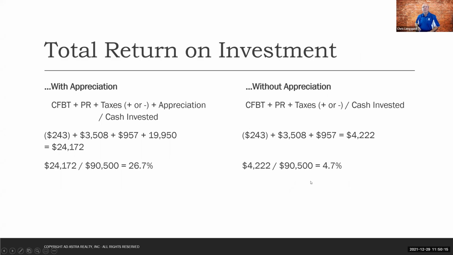Let's go to the next one though. If we plug in the numbers we just did with appreciation, take that minus $243, and then add in the principal reduction of 3,508, the tax savings of 957, and the appreciation, we come up with a $24,172 benefit. If we divide that by our cash invested that we talked about earlier of 90, the return on our money is 26.7%. Show me where you get that in the stock market.